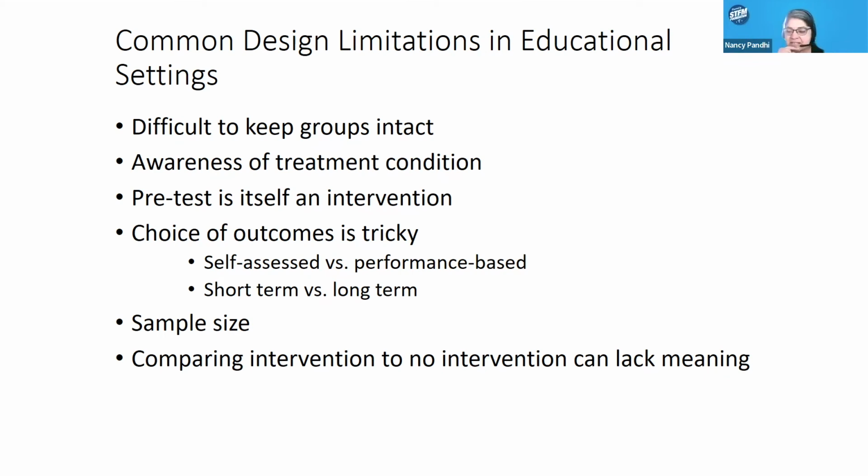Sample size, as you've heard already, there's a lot, but you're kind of stuck with your sample size. You have a certain number of learners, and that influences how much you're able to say. If you've got a big group, obviously you can draw broader conclusions. And then, what does it really mean to have no intervention in an educational setting, right? That can be tricky. Is it usual care?